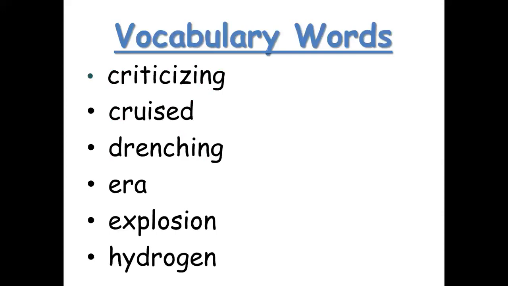The fourth word is spelled E-R-R-O-R. It's a very short word, but has a very important meaning. It's called error. The fifth word is spelled E-X-P-L-O-S-I-O-N. Explosion. The last word is spelled H-Y-D-R-O-G-E-N. Hydrogen.